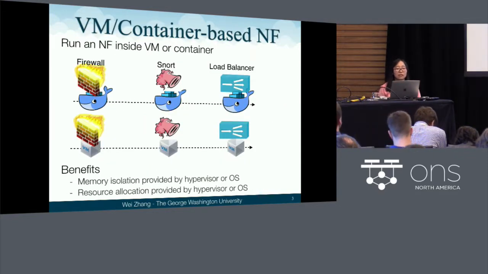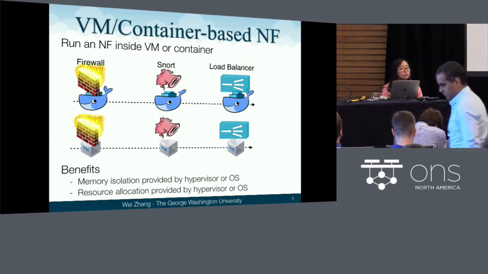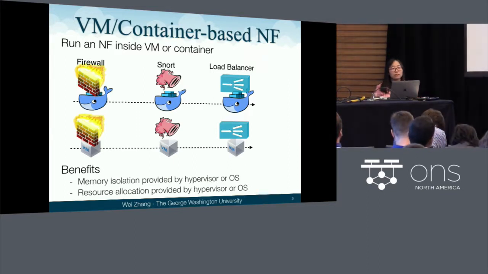One way is that we can run a network function inside a virtual machine or container. It can leverage the hypervisor or operating system to allocate the resources and do memory isolation across multiple tenants. But it has context switch or cross-core overhead.